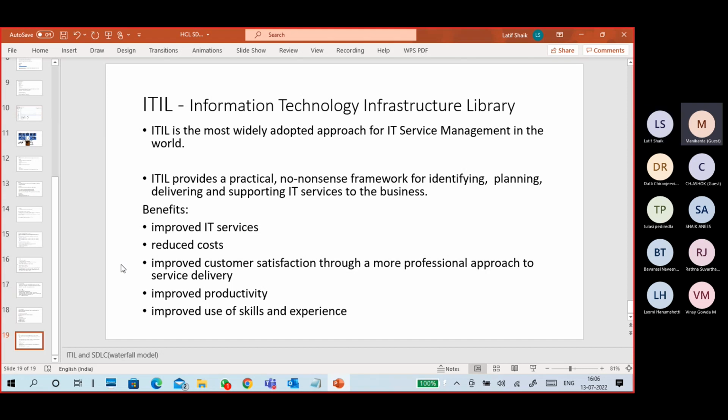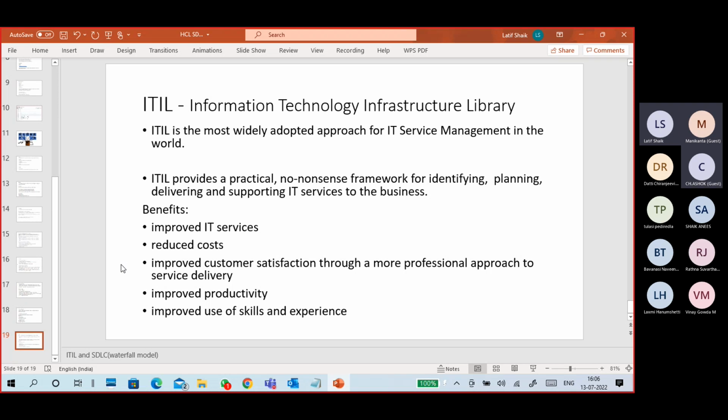Improved productivity: you improve the quality of the services, you improve the customer satisfaction, and the productivity automatically increases. Customers like that product, right? Improve use of skills and experience. More people are utilizing it, learning how to handle the situation, how to handle the customer, how to handle the issue, how issues occur, how to fix it. So we can gain more skill in it. With 1 year of experience in the particular industry, you become more in demand.